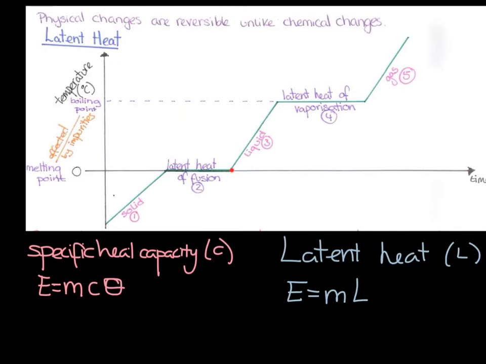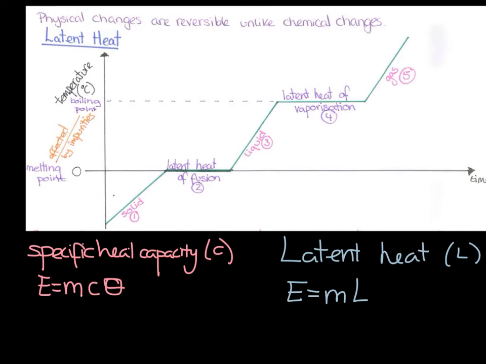At this point all the solid has changed into a liquid, and so the temperature begins to rise again until it reaches its boiling point. Here you have no temperature change as the substance changes state from a liquid into a gas, and then once all of the substance has changed into a gas, you can then get a temperature rise again.